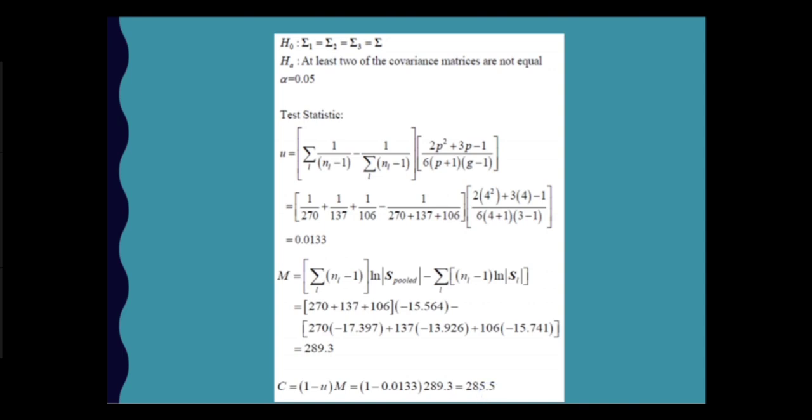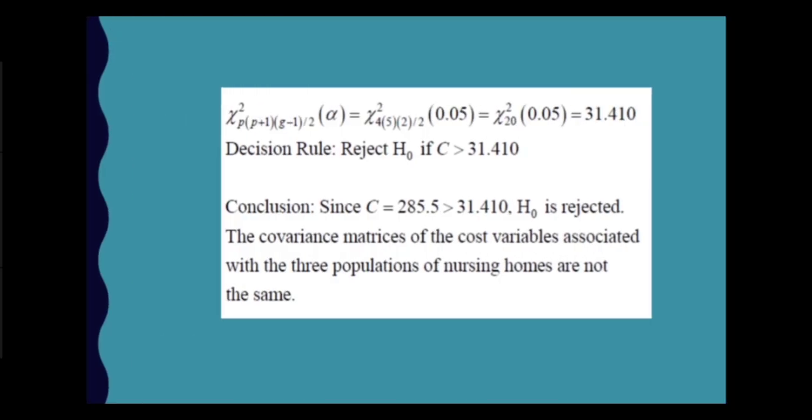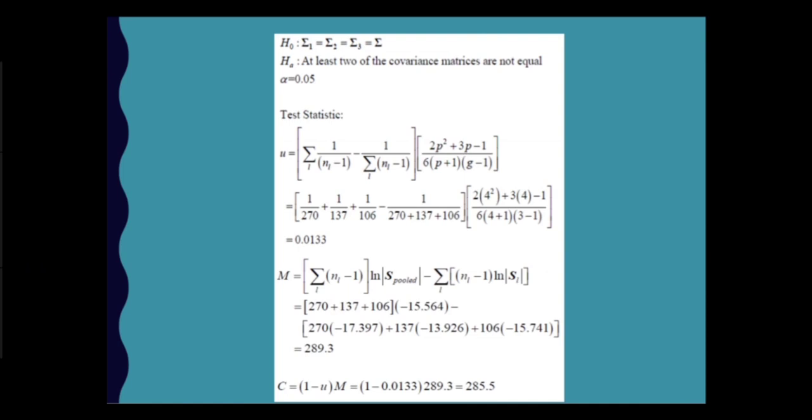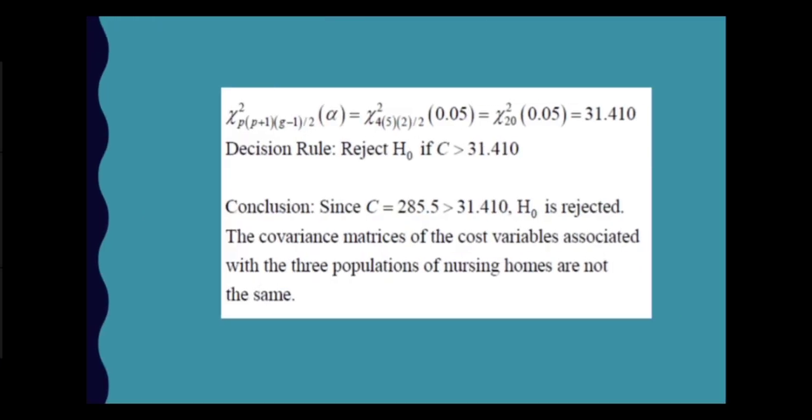Okay, so we can compare the C with the critical value from the chi-square distribution, with degrees of freedom of p, 4, times p plus 1, 5, times g minus 1, which is 2 because 3 minus 1, divided by 2. So it is 31.41. Let's check your chi-square table. Because C, which is 285.5, is more than 31.41, we can conclude that H0 is rejected.